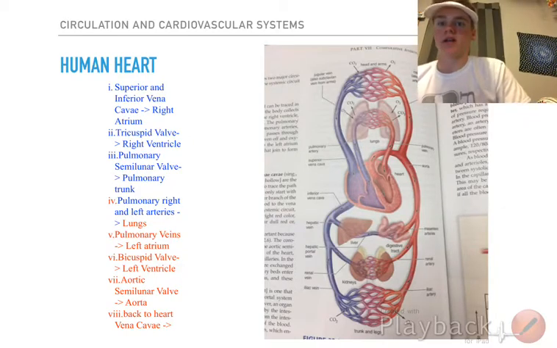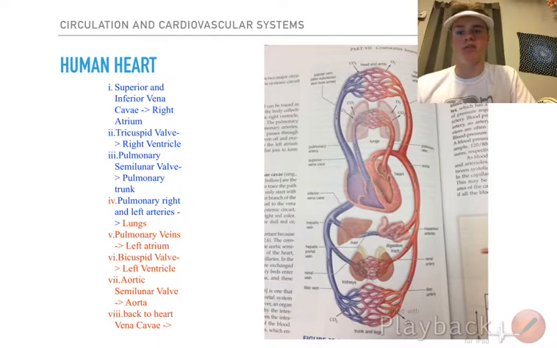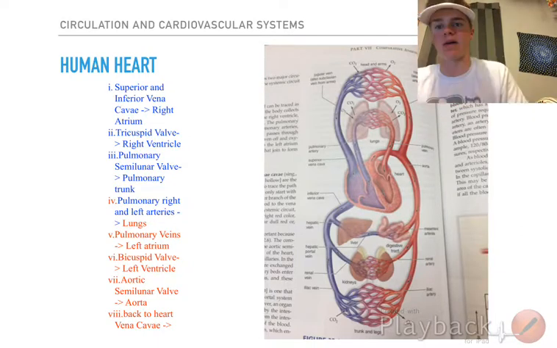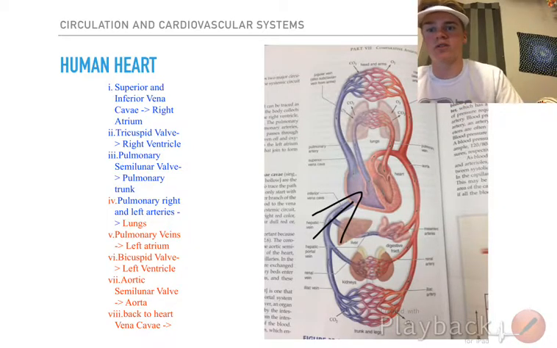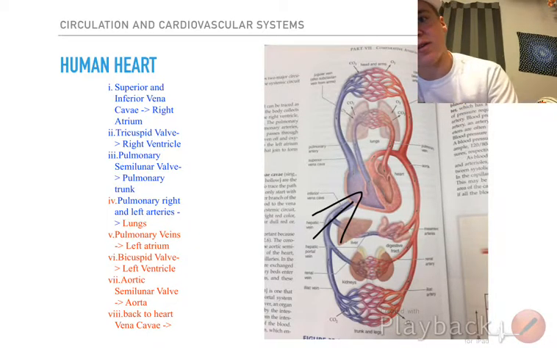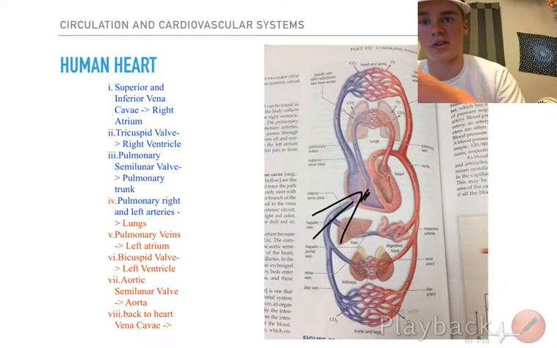So the human heart, and on the left side there I have the pathway of blood through the human heart, and I'll talk about that, and then I'll go through it on the picture. You start in the superior and inferior vena cava, starting in the inferior vena cava right here, and it comes into the heart. This goes into the right atrium, and then through this little tiny valve right here, which is called the tricuspid valve, into the right ventricle.